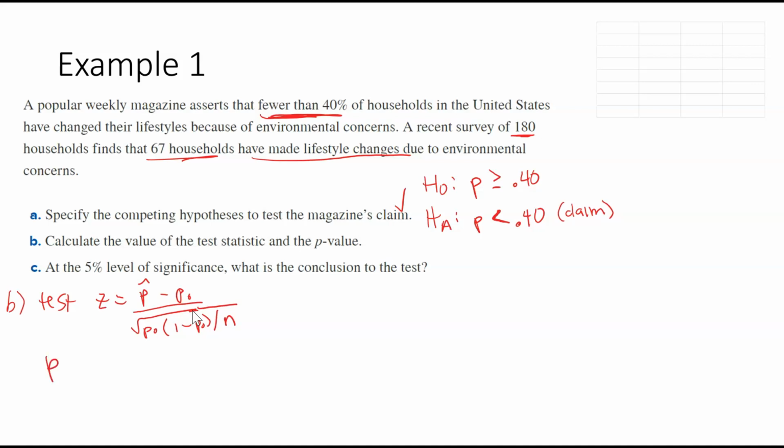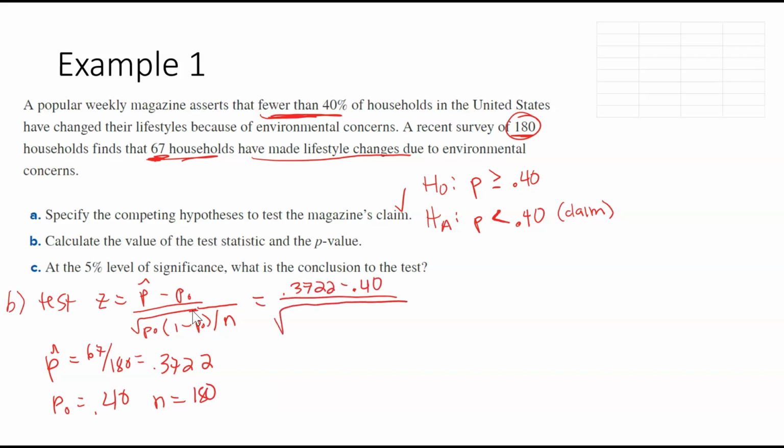So what is our sample proportion? Well, they tell us that of the sample, 67 of 180. When we do 67 over 180, we get 0.3722. Our proportion in question is 0.4. And our n, in this case, of the sample is 180. So to calculate this, we would do 0.3722 minus 0.4, all over the big square root of 0.4 times 1 minus 0.4, divided by 180. So just be super careful when you type this into your calculator.